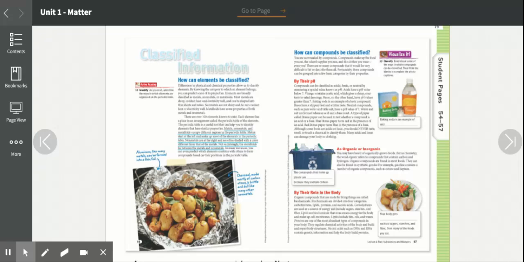Looking at the picture at the very bottom, aluminum, like many metals, can be formed into a thin foil. Charcoal is made up mostly of carbon atoms. It's brittle and dull, like many other nonmetals.